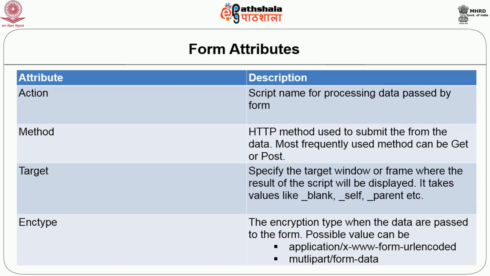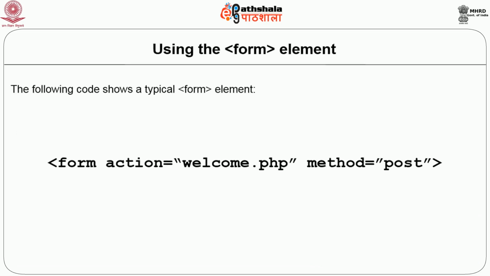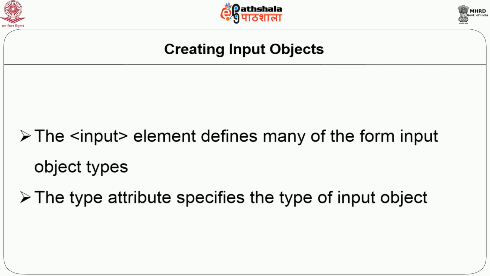Target specifies the target window or frame where the result of the script will be displayed. It takes values like _blank, _parent or _self. Encryption type is the encoding used when the data is passed by the form. The possible value can be multipart/form-data or application/x-www-form-urlencoded. In the example, within the form you write the form opening tag, action equal to the script name in inverted commas, and method equal to the method name, which can be get or post. Let's create input objects with the input tag.